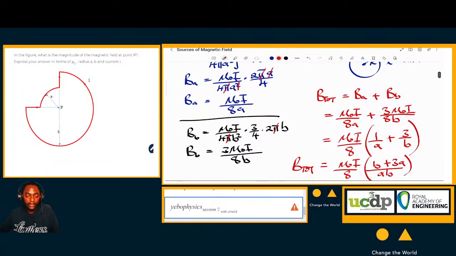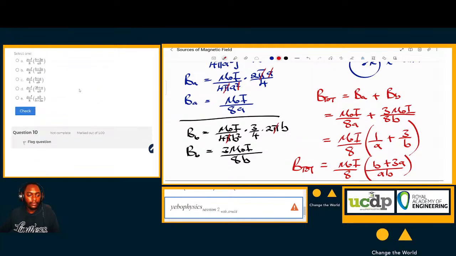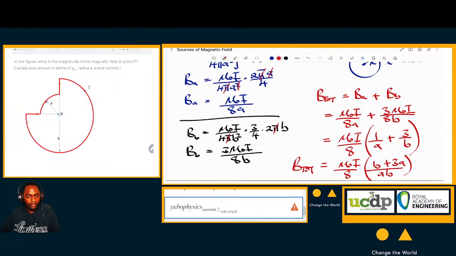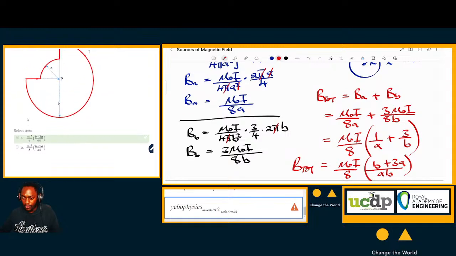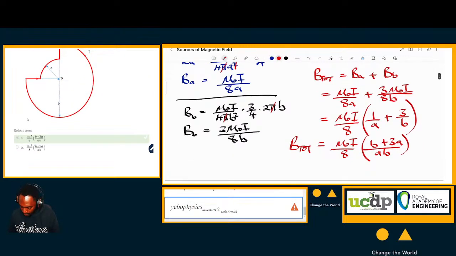Right, let's see what are the options that we have there. B plus 3a over ab, b plus 3a over ab. Yeah, that's what I get. So that is the option there. Okay, I hope you would get the same when you try it on your own.